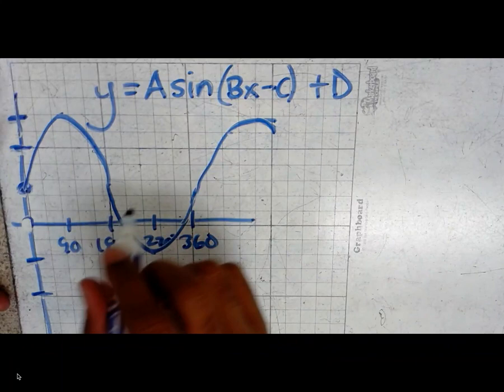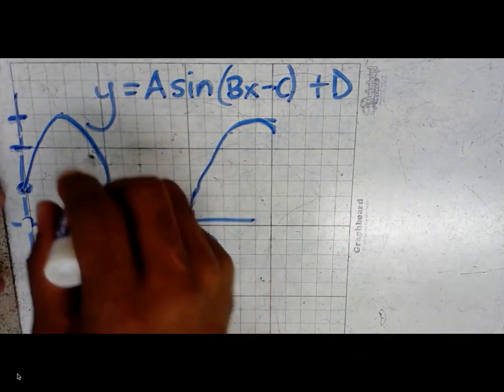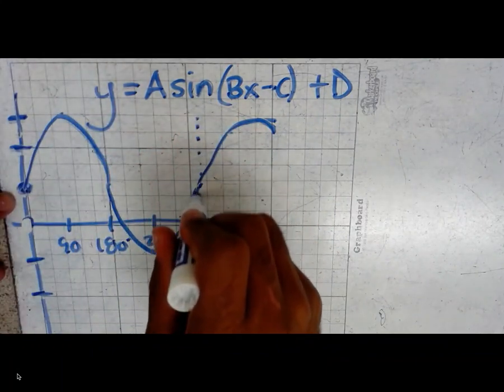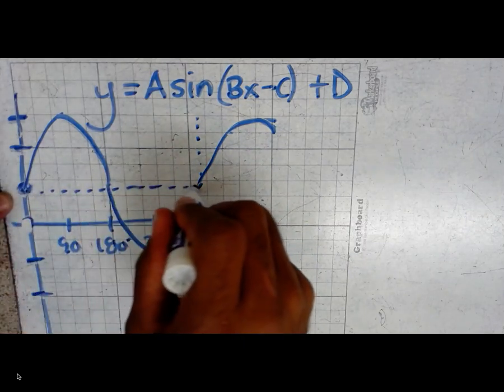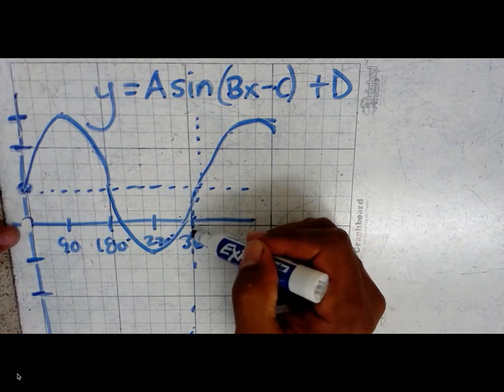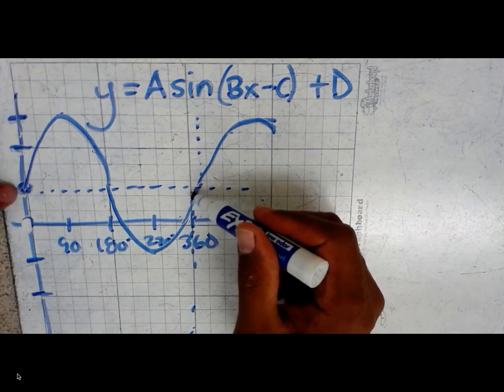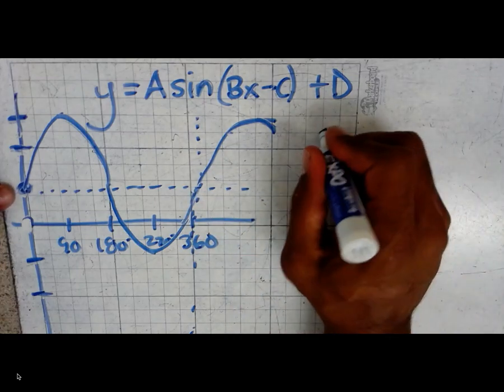All right, so now one full period of this goes to 360, right? Now notice the midline of this function is right here, right? It's not right on the x-axis. The midline of the function is actually at positive 1, all right?